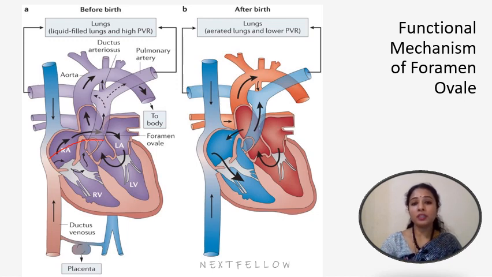But after birth, the left atrium receives the blood from the lungs, which is oxygenated blood, and the pressure within it becomes greater than that in the right atrium. So as the pressure of the blood in the left atrium increases, it pushes the septum primum towards the septum secundum to the right, and it comes in opposition with septum secundum, and the foramen ovale is closed. That is called physiological closure, and thus the blood is prevented from flowing from left atrium to right atrium.